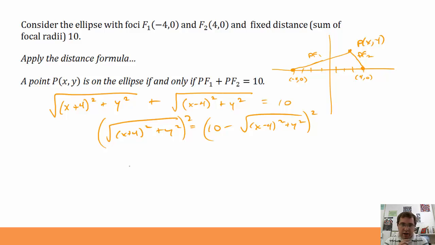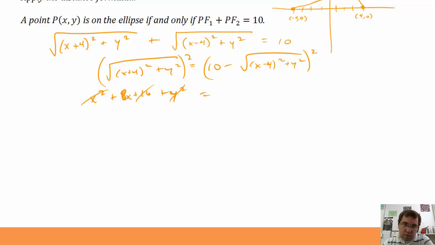And I'll go ahead and FOIL out x plus 4 quantity squared. That'll be x squared plus 8x plus 16, then plus a y squared. On the right-hand side, I'm going to FOIL that out. So I'll take 10 squared, that's 100, minus 2 times 10, which is 20, times the square root of x minus 4 quantity squared plus y squared, plus what I get when I take the square root of x minus 4 quantity squared plus y squared and square it. Well, that's just x minus 4 squared plus y squared.